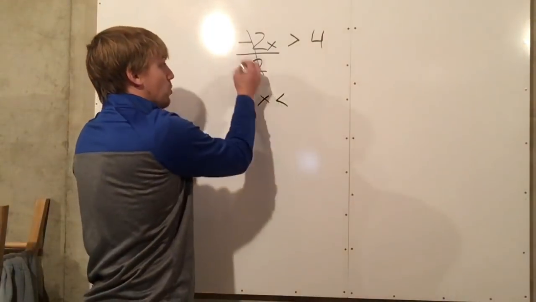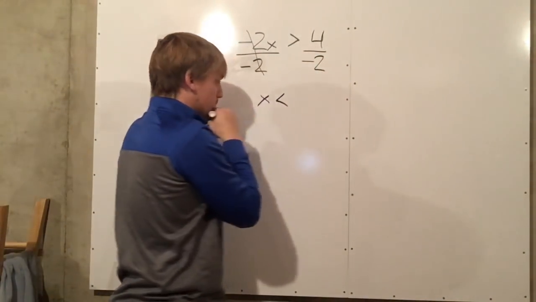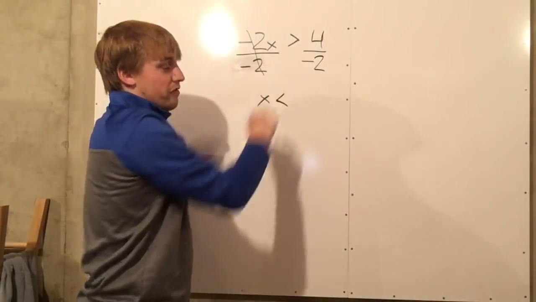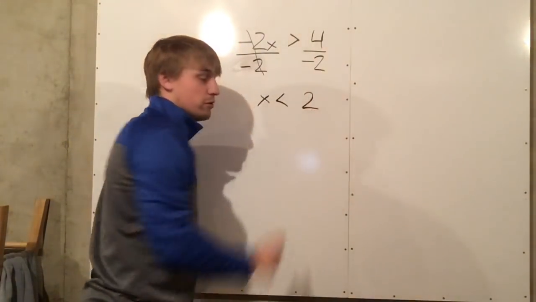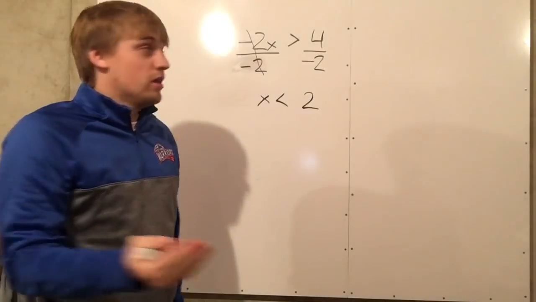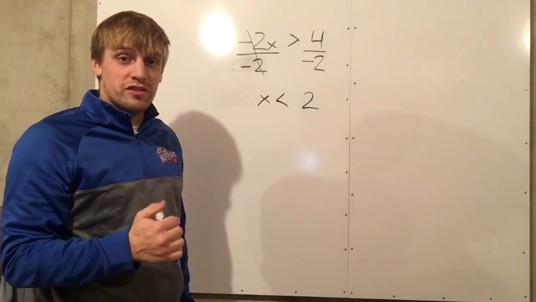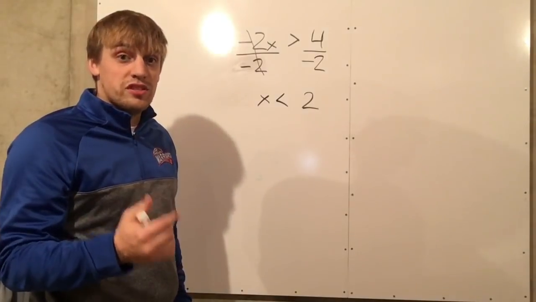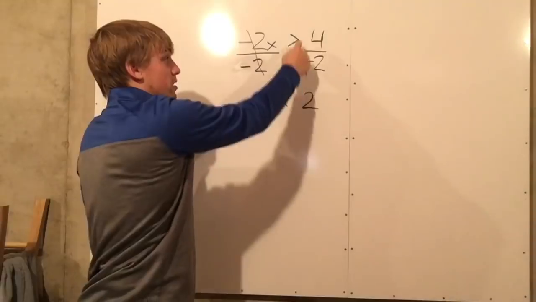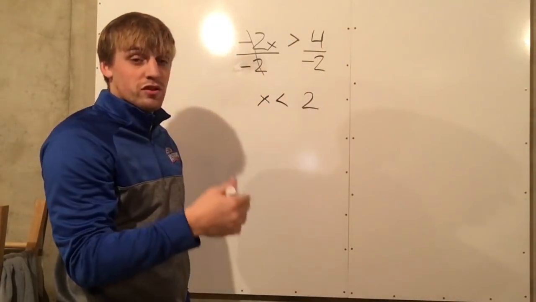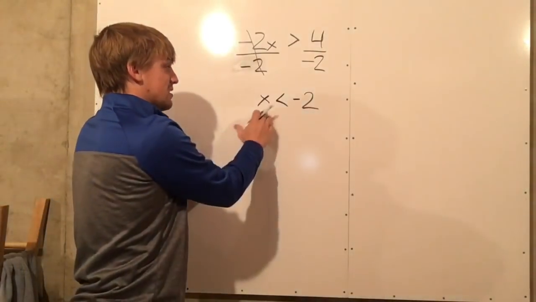What we do to one side, we do to the other side. So we're going to divide by negative 2. 4 divided by negative 2: 4 divided by 2 is 2. The rule for multiplying and dividing numbers with different signs is that the answer is always negative. This is positive 4, this is negative 2. They're different, so the answer is going to be a negative number. So x is less than negative 2.